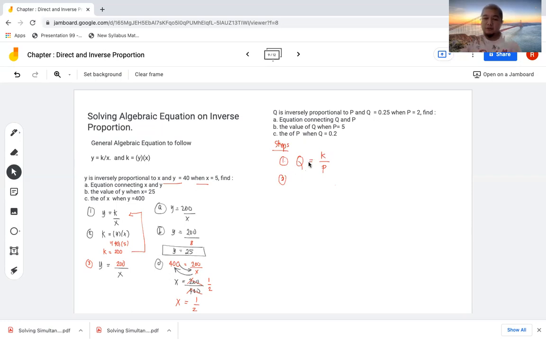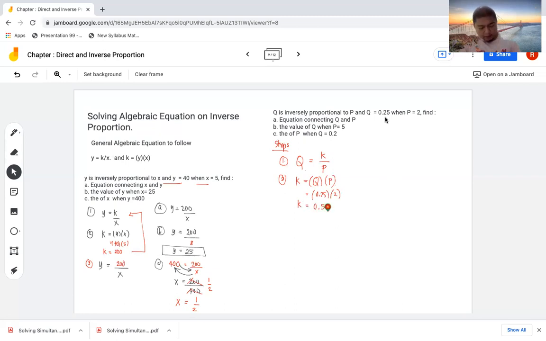So when you say inversely proportional, this is going to be the fractional form. And in here, you are going to solve for the value of K. So this tells us that the value of K is equivalent to Q times P. From here, you will be getting these particular values for Q and P, such that K is equivalent to 0.25 times 2. So this gives us that the value of K is equivalent to 0.5.